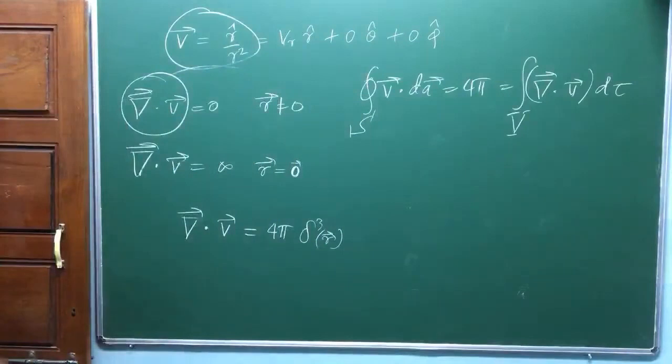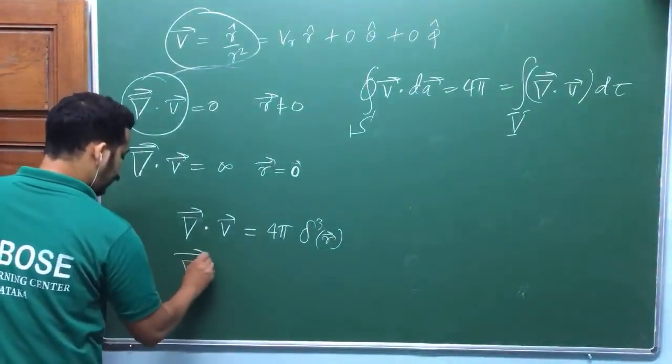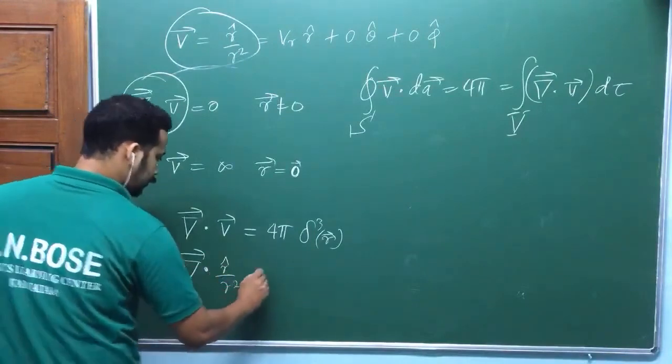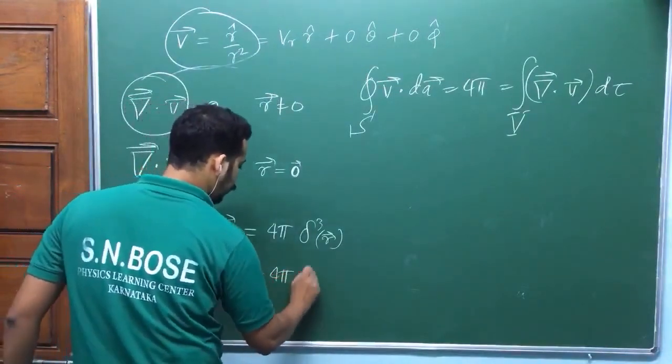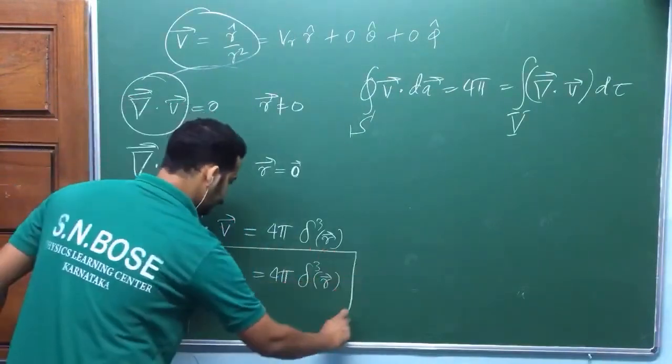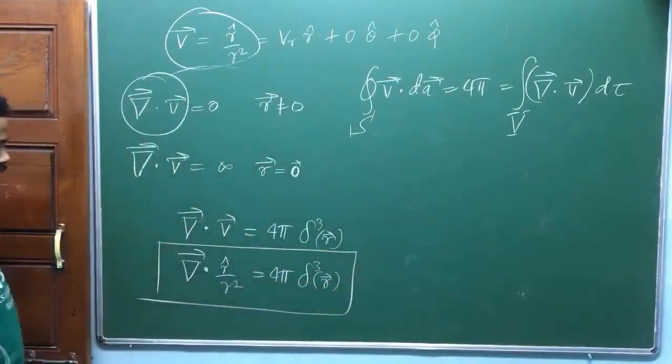Is that okay? That means the divergence of R cap by R squared is equal to 4π into delta cube of R. This is very important for us.